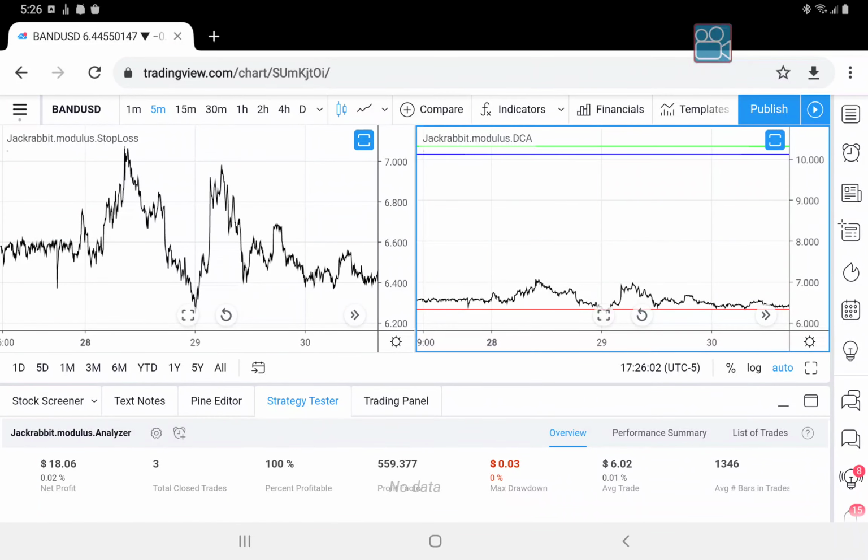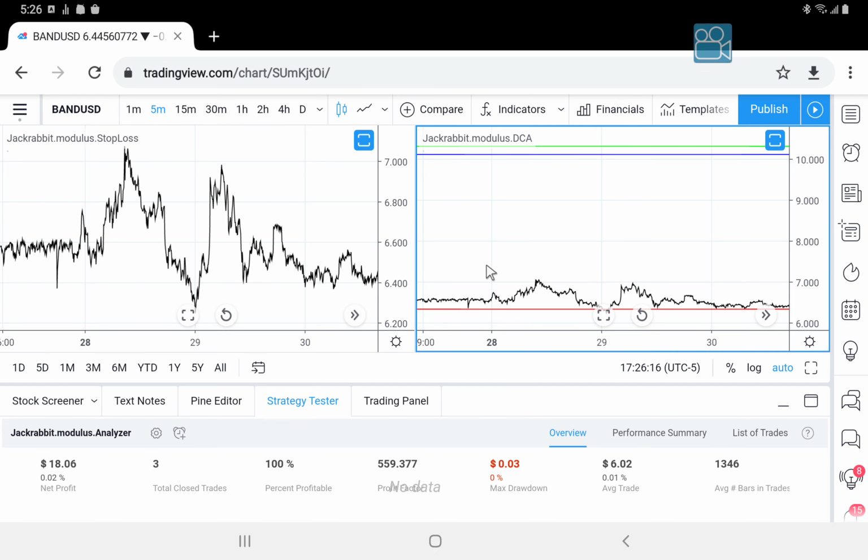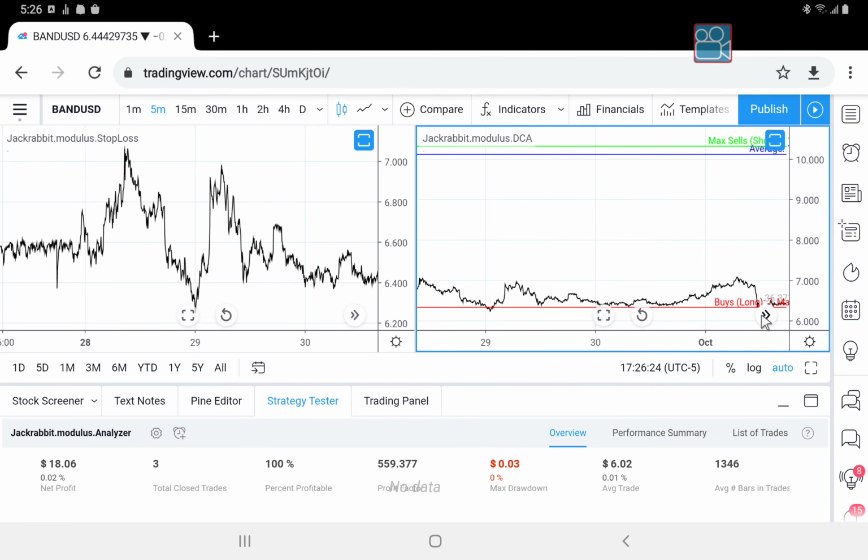Here's a good example. Same time frame. The volatility of this coin causes a $1.57 loss with 19 trades, whereas the dollar cost averaging module has an $18 profit. Now let's look at the metrics.